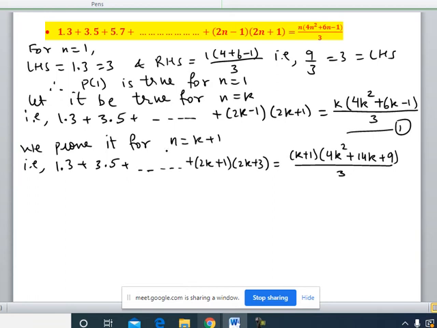Now we need to prove the statement for n equal to k plus 1. That means we will show the sum of this entire term. See, in the last part, when you replace n by k plus 1, this will become 2k plus 2 and then minus 1. So the first part is 2k plus 1. This will become 2k plus 2 plus 1, so we get 2k plus 3.